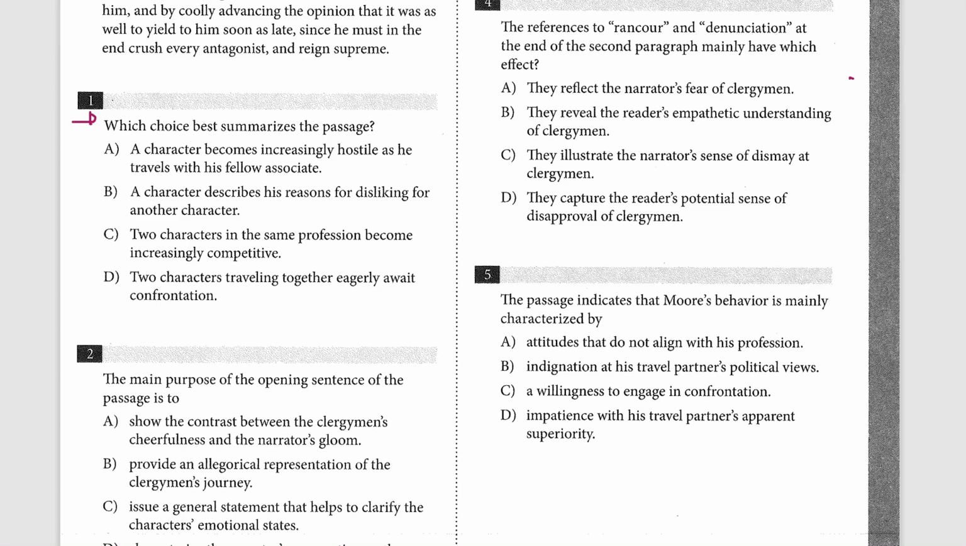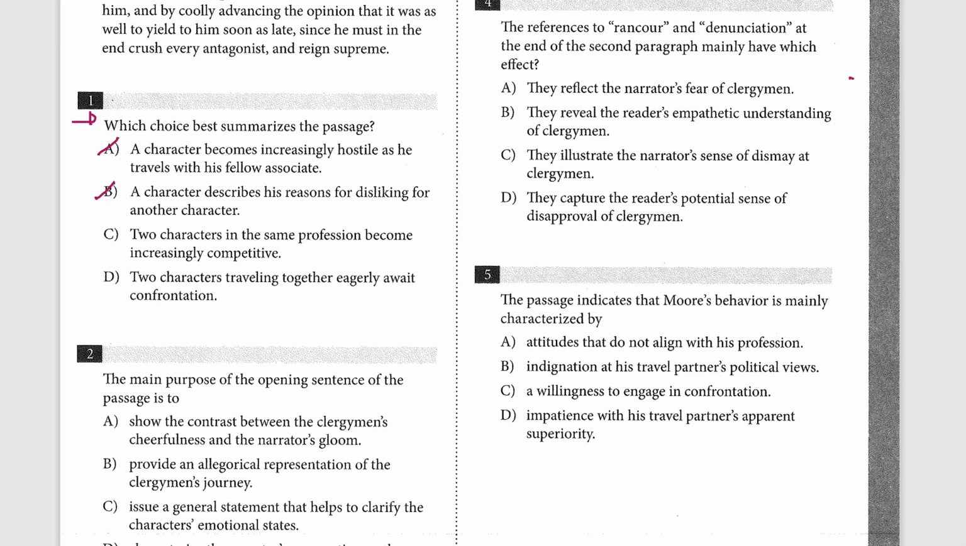Which choice best summarizes the passage? Okay, of course we can do the question now, right? يلا, go ahead. A character becomes increasingly hostile as he travels with his fellow associate. I'm talking about two characters, by the way, not one character. A character describes his reasons for disliking another character. ما اعتقدش ان this is the summary. تمام. Two characters in the same profession become increasingly competitive.